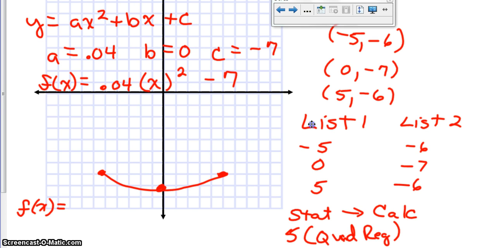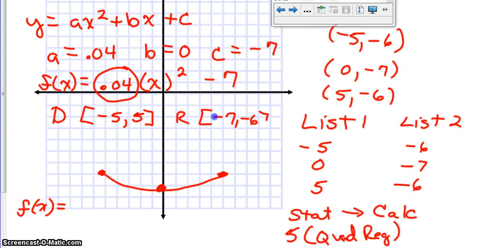All right, so let's think about this. When I look at this, this is a vertical shrink of 4/100ths. There is no horizontal shift. There's a vertical shift down 7. My domain has been restricted from negative 5 to positive 5. My range has been restricted from negative 7 to negative 6.